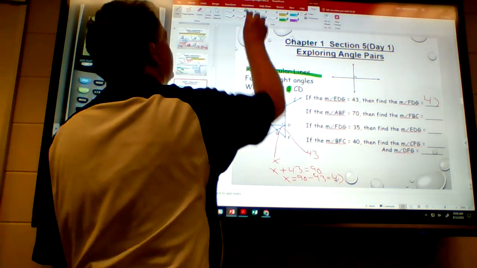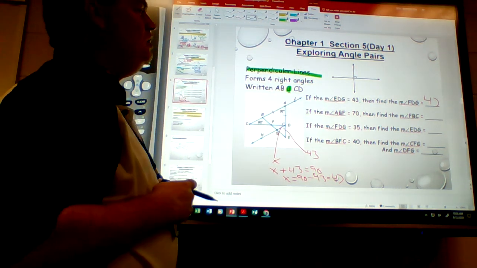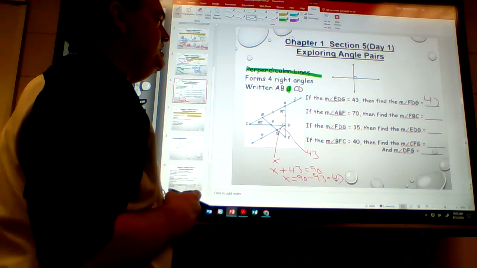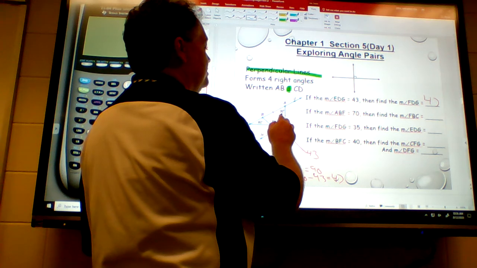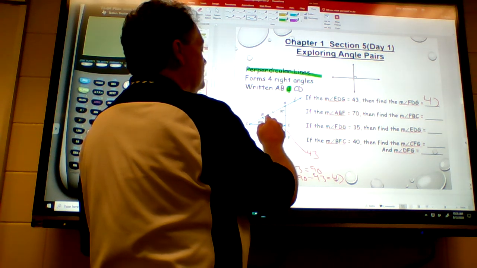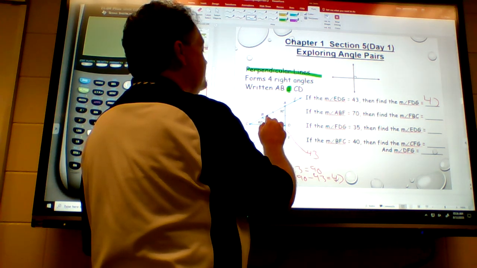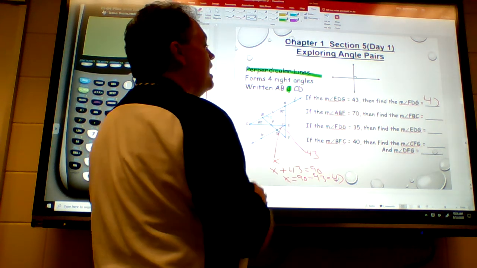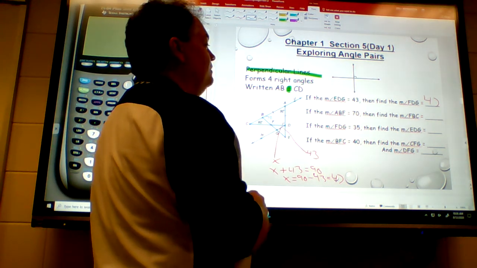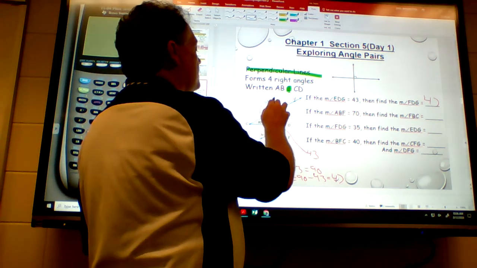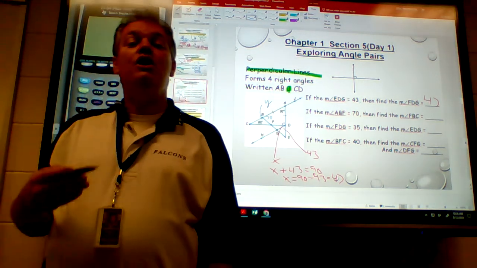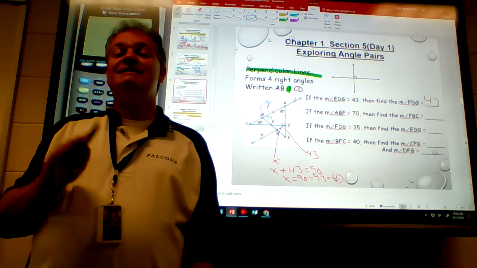Okay, let's look at a couple more. I don't know if we'll do them all, but we'll do a couple more at least. All right, so if the measure of angle ABF, which is right here, is 70 degrees, and I'm looking for the measure of angle FBC, which is right here, I'm going to call that Y. Remember, for any unknowns, you can call whatever variable you like. It's entirely up to you.